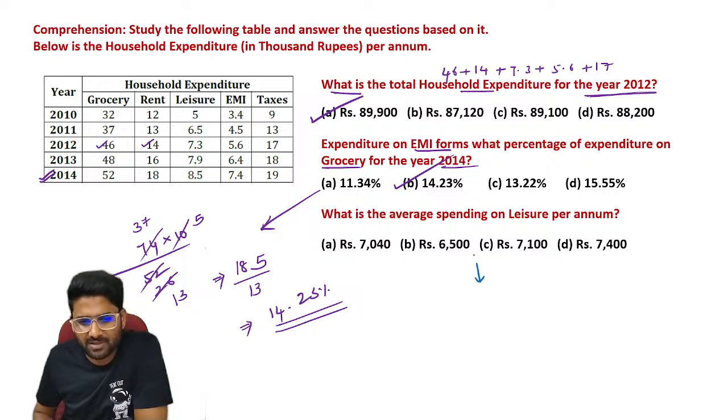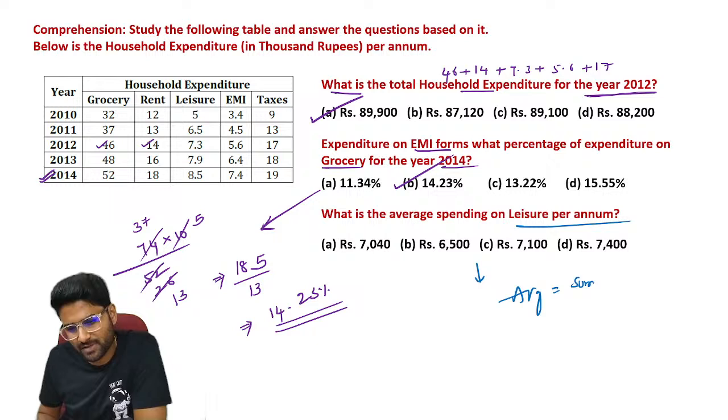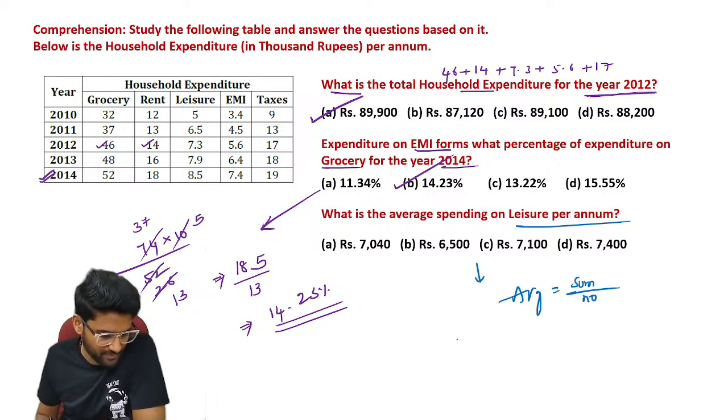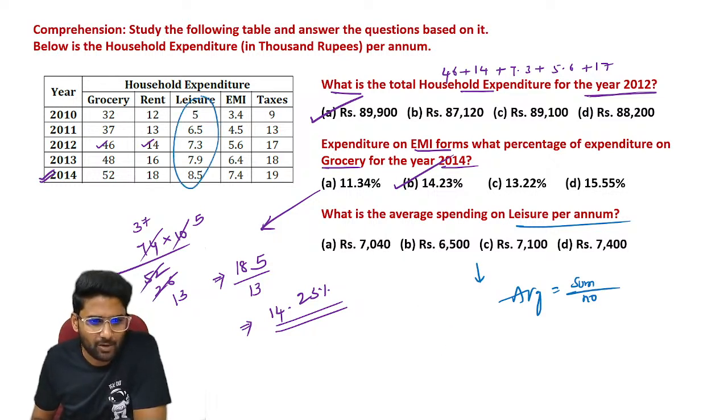Let's see question number 3. What is the average spending on laser per annum? Average spending. As you know, average is the sum of observations divided by the number of observations. Let's add all these values.